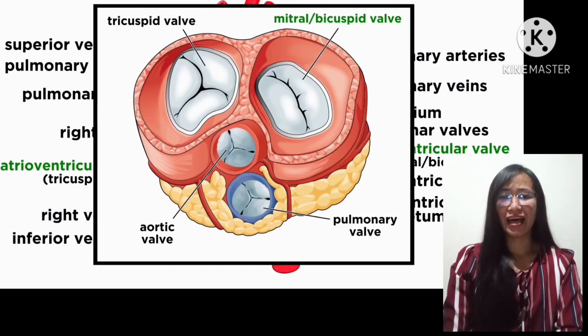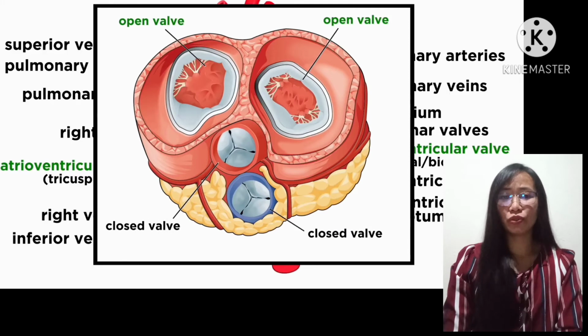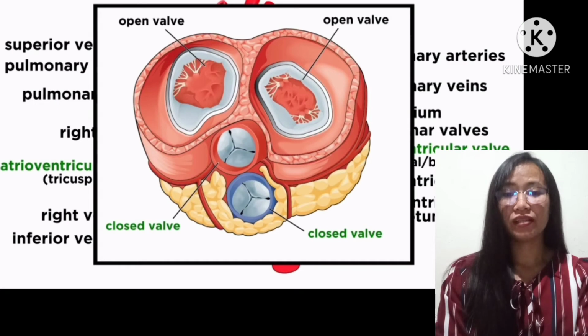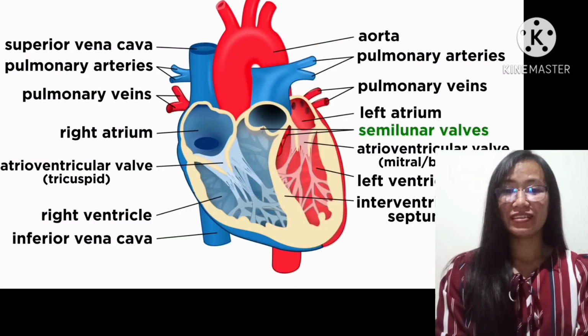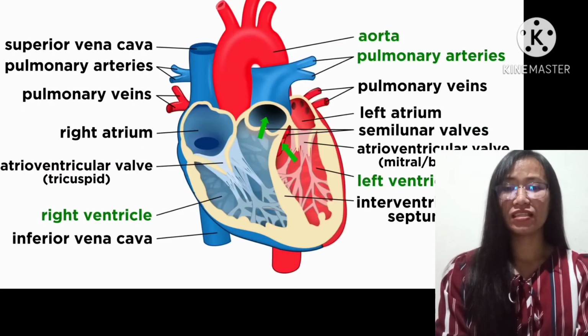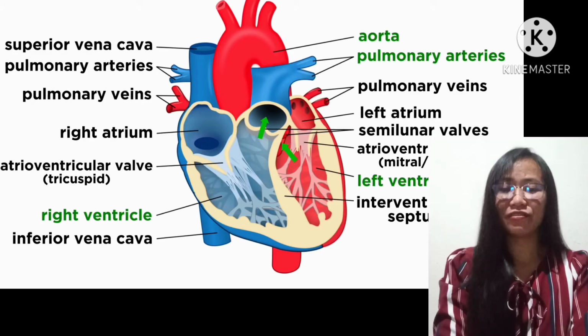When the ventricle is relaxed, the blood flows through, but if the ventricles contract, the valve will close due to the change of pressure. There are two other valves called the semilunar valves, and these are the aortic valve and the pulmonary valve. These are connected to the ventricles and the arteries, and they prevent blood that is leaving from flowing back into the ventricles.